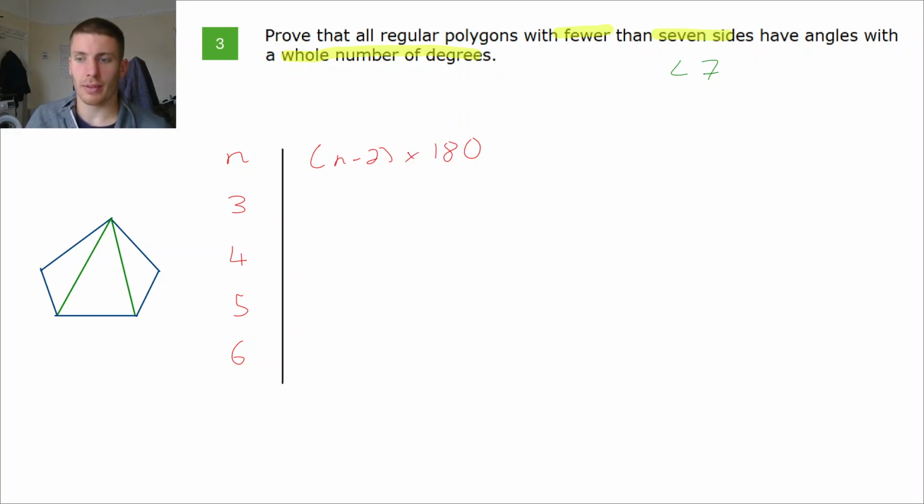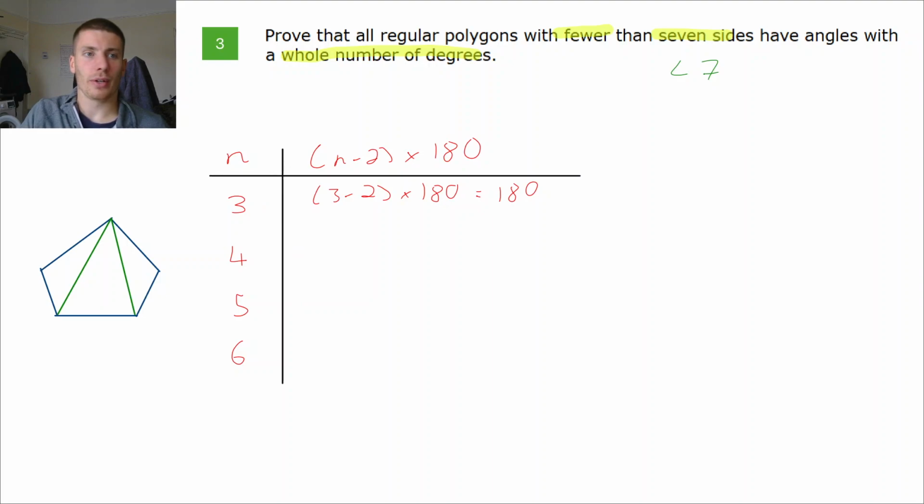Anyway, let's go through our cases. The first one, if the number of sides is equal to 3, we're going to have 3 take away 2 times 180, which is equal to just 180. There's 180 degrees in a triangle, a 3-sided shape, which hopefully makes sense. Let's just put a bit of a line up here.